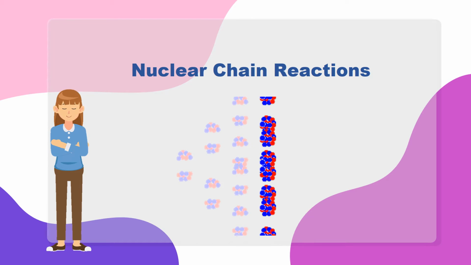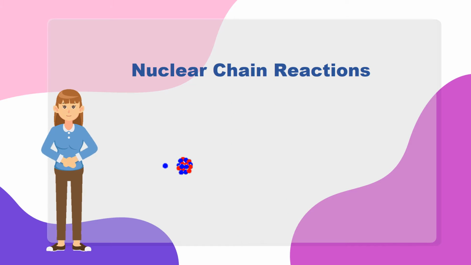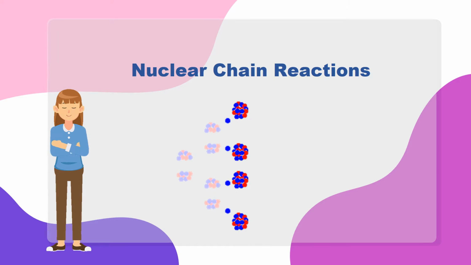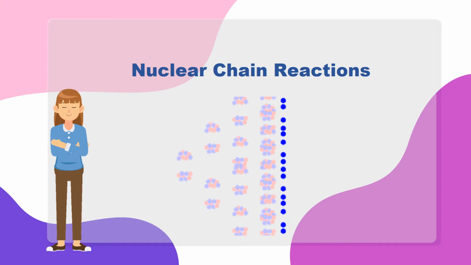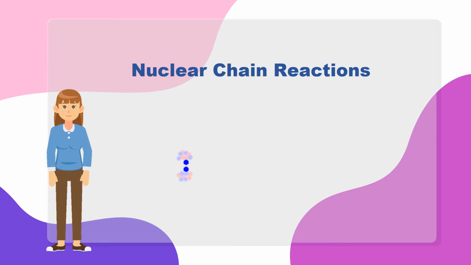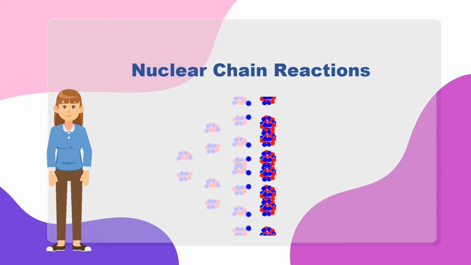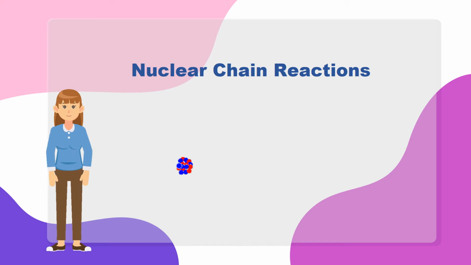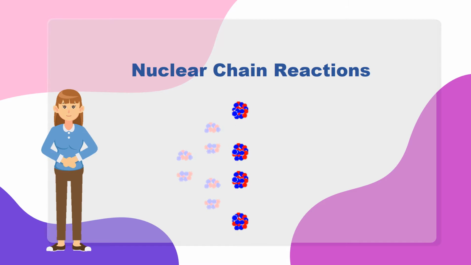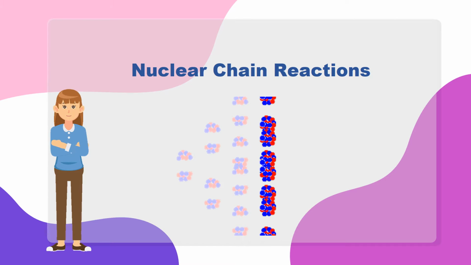The process may be controlled, as in nuclear power, or uncontrolled, as in nuclear weapons. If each neutron releases two more neutrons, then the number of fissions doubles each generation. In that case, in 10 generations, there are 1024 fissions, and in 18 generations, about 6 times 10 to the power of 23 fissions.